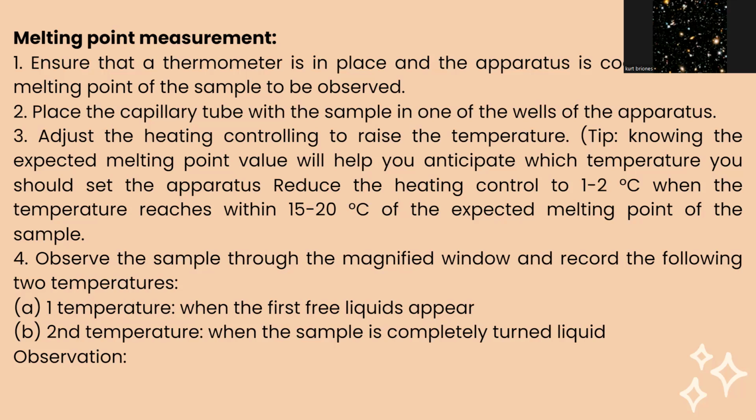Fifth, knowing the expected melting point value will help you anticipate which temperature you should set up. You should set the apparatus, reduce the heating control to 1 to 2 degrees Celsius when the temperature reaches within 15 to 20 degrees Celsius of the expected melting point of the sample. So for the fourth, observe the sample through the magnified window and record the following two temperatures.